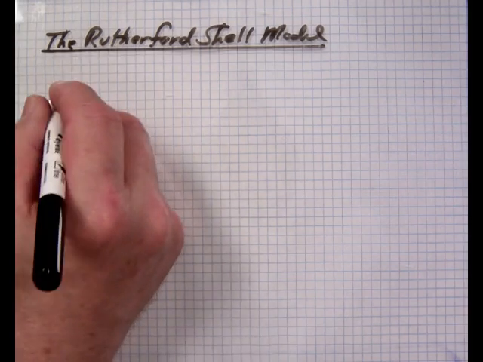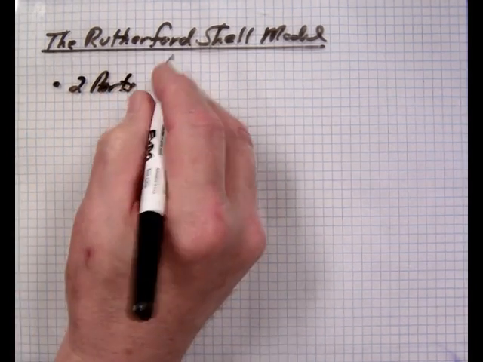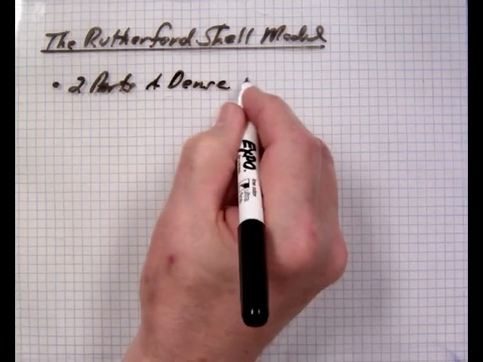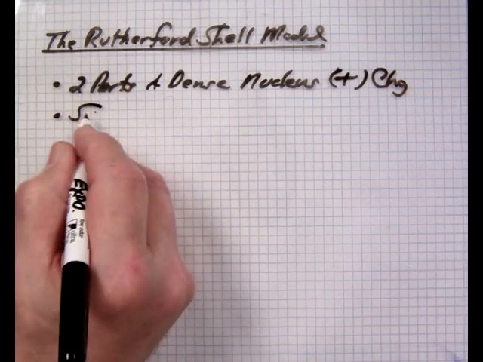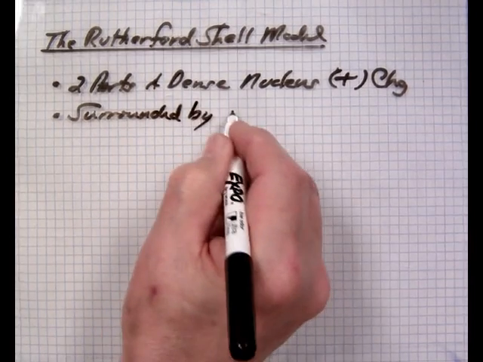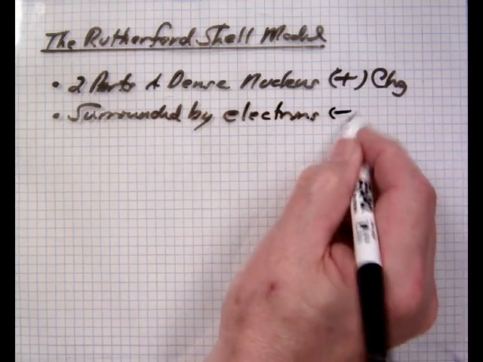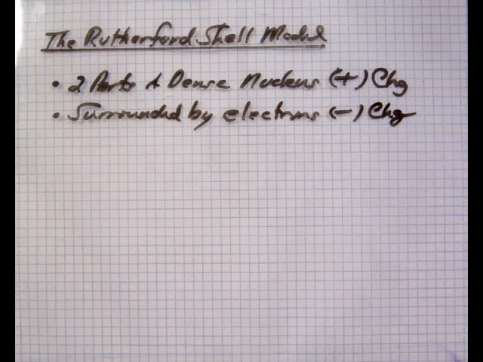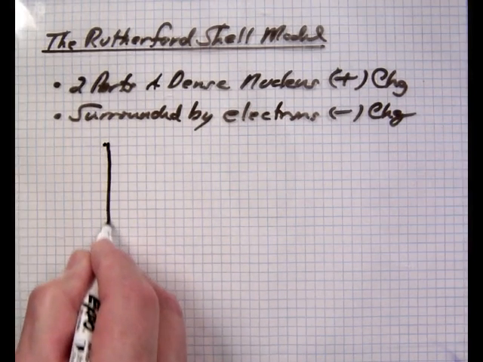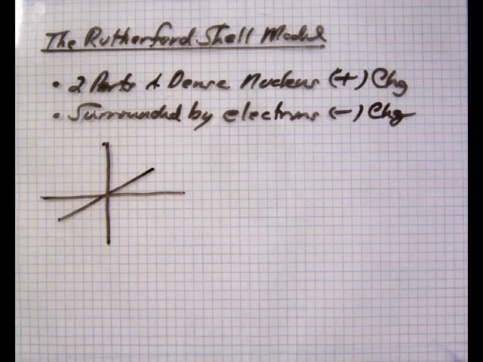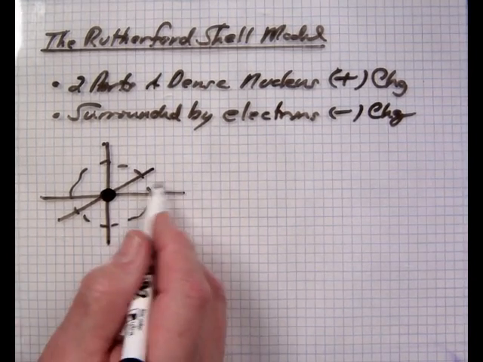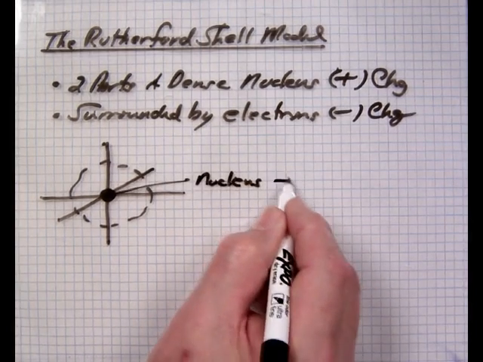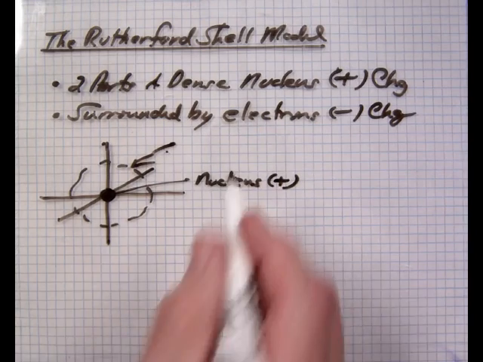Rutherford envisioned the atom as two parts, a dense nucleus having a positive charge surrounded by electrons, certainly having a negative charge. Neutrons hadn't entered into the picture as yet in this concept. So what he envisioned was a spherical entity like the Thomson model, but inside was the nucleus, very dense nucleus with plus charge and a hazy spherical cloud of electrons around it.